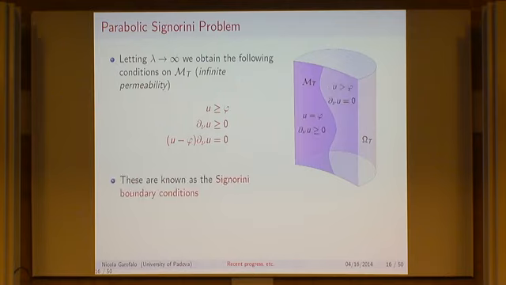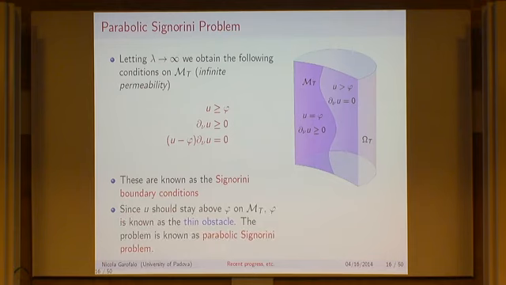So this is the picture. Since we know that u should stay above phi on M_T, phi is known as the thin obstacle. The problem is known as the parabolic Signorini problem. I mean, this is not exactly the problem that was posed by Signorini, but it's modeled exactly on the Signorini problem.